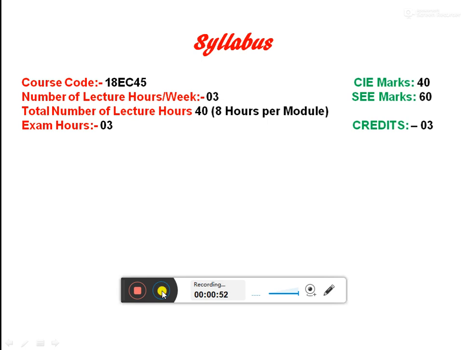Coming to the syllabus, the total marks allotted for this subject is 100 marks, among which 40 marks is considered as CIE marks for internals and semester end examination marks is 60. Exam hours is 3 and the credit points is 3 for this particular subject.